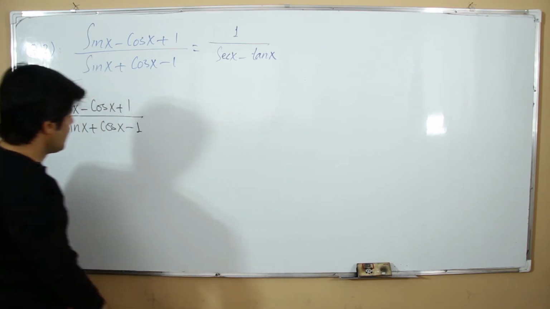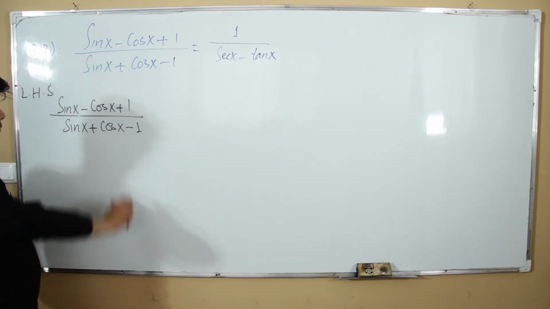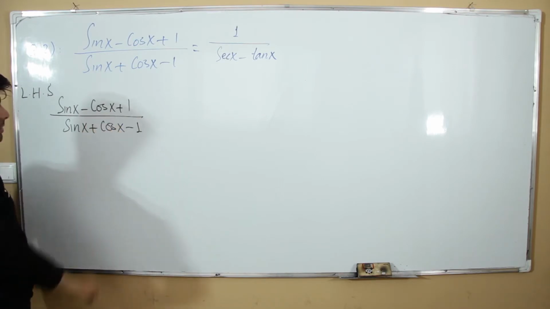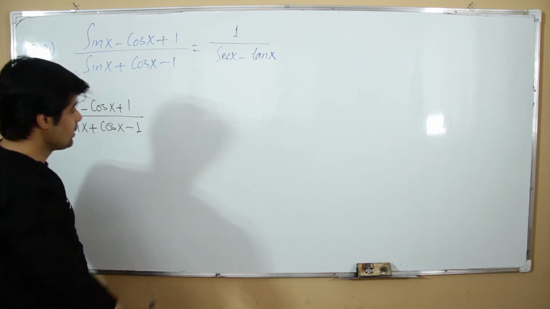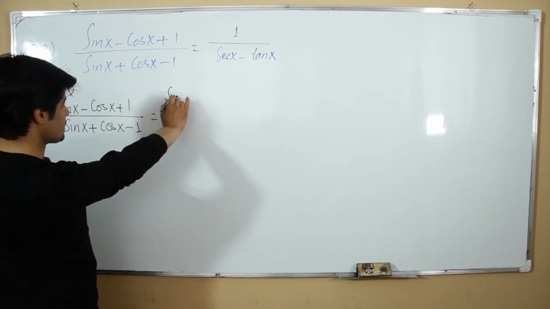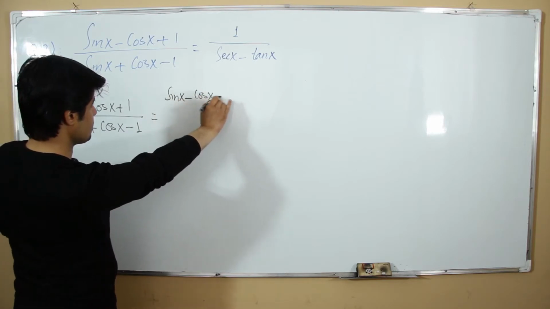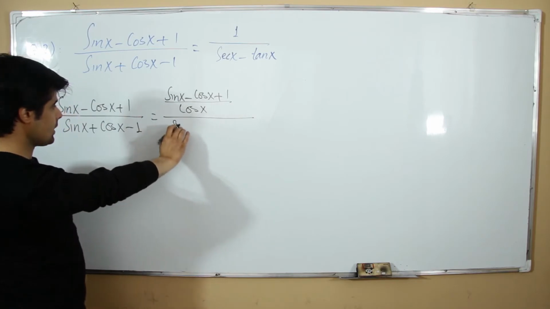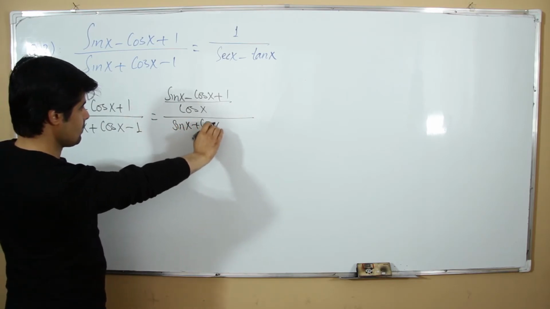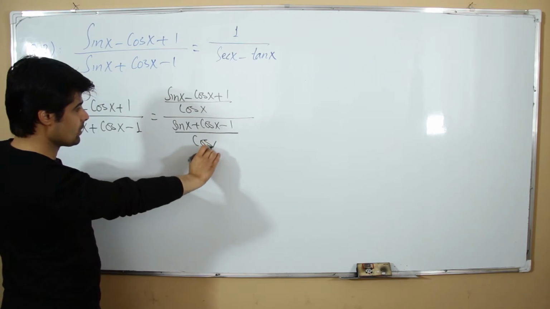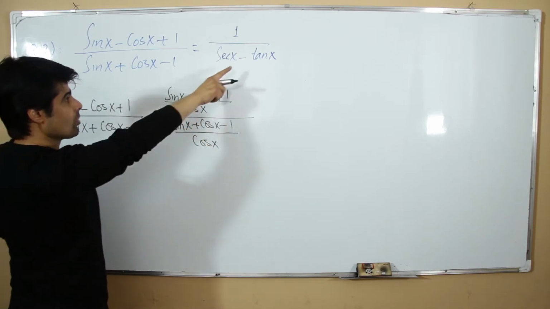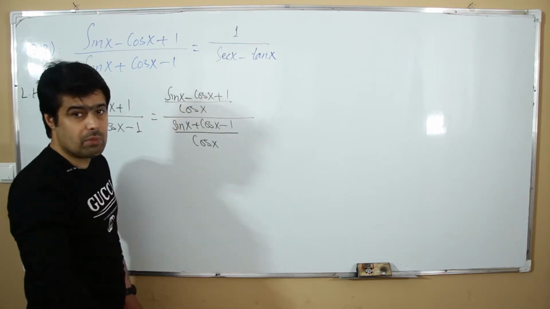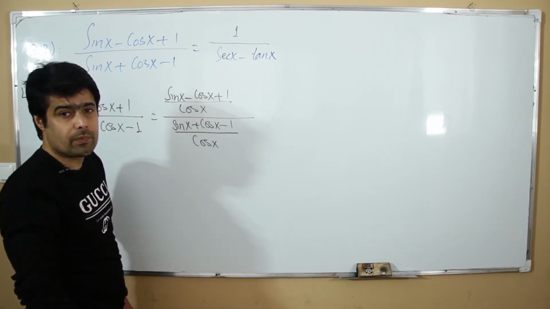What should I do? If we have this numerator and denominator, I want to divide both numerator and denominator by cosine. Why? Because sine x minus cosine x plus 1 divided by cosine, and sine x plus cosine x minus 1 divided by cosine. This sine by cosine, we have tangent. Cosine with cosine is cancelled. 1 by cosine, it is secant. It means we will approach the answer.